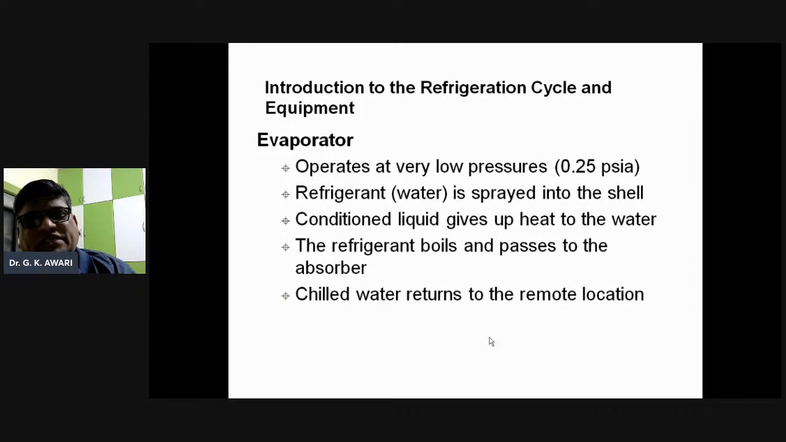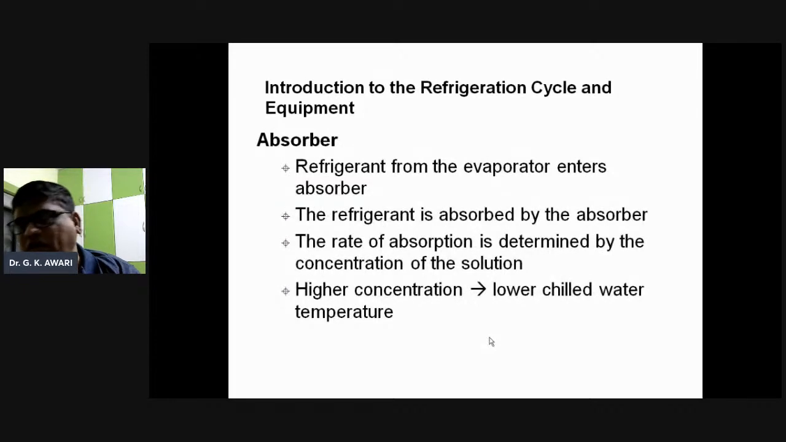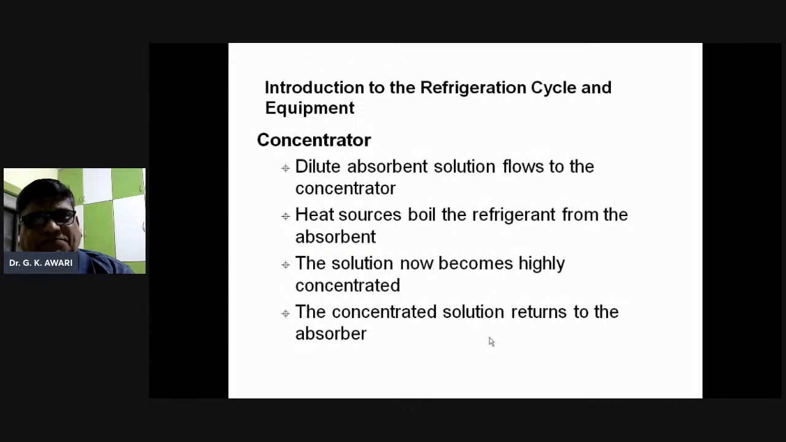From the compressor, the vapors are compressed and their pressure is increased, and then they go to the condenser. From the condenser, the refrigerant comes back to the evaporator via an expansion valve, or thermostat, or basically the capillary tube. In the case of the absorption refrigeration system, an absorber is used: the refrigerant from the evaporator enters the absorber. The refrigerant is absorbed by the absorber, and the rate of absorption is determined by the concentration of the solution. The higher the concentration, the lower the chill temperature.